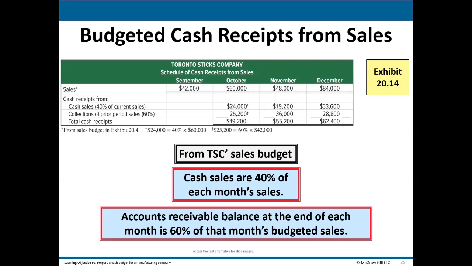Then you have to add in the collected cash that came from September sales. But remember, 60% is on credit. So you take September sales of $42,000 times the 60%, and that's how much cash you expect to come in October, even though the sale was made in September. But those were the ones that were paid on credit, and you don't expect to receive the cash until the following month.